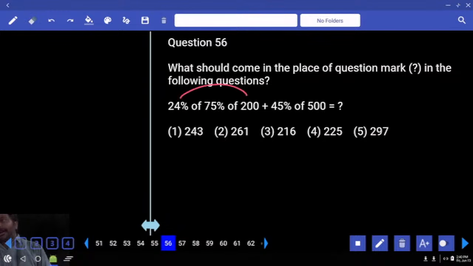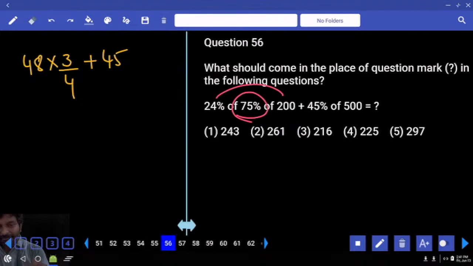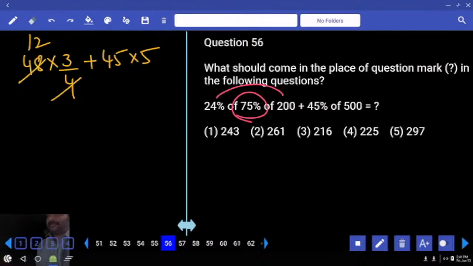24% of 200, 40. Again, what is left? 75%. Can I write it as 3 by 4? Plus 45% of 500. 45 into 5 only. 4 how many times? 12 into 3 ends with 5, into 5 ends with 6, plus 5 ends with only one option.